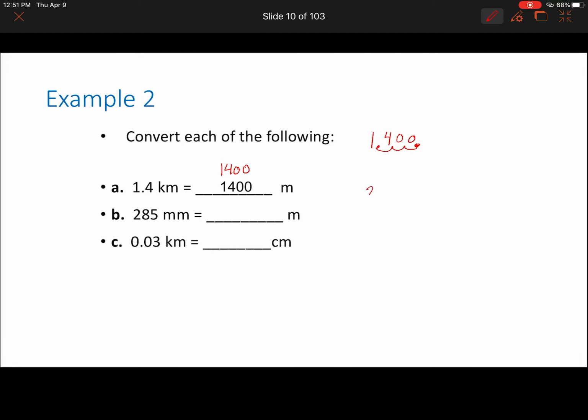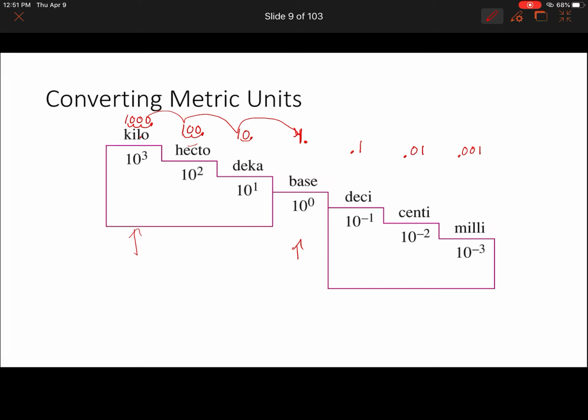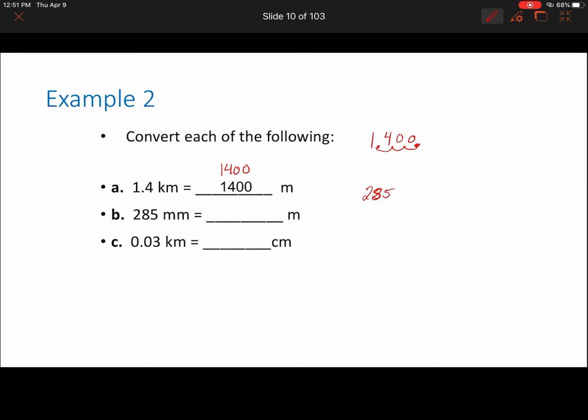Now, if we take 285 millimeters and we want to convert it to meters, well, again, for millimeters, we need to move our decimal 1, 2, 3 places, but now to the right. Okay, so if we move our decimal place from here 1, 2, 3 units right, then it should be 0.285 meters, which again is what you see there.